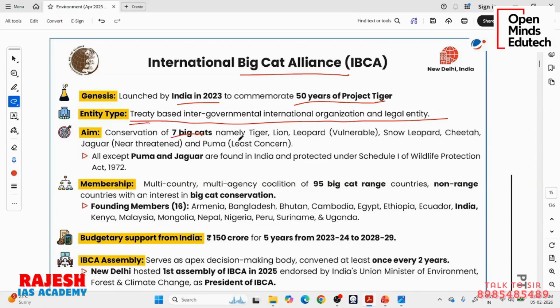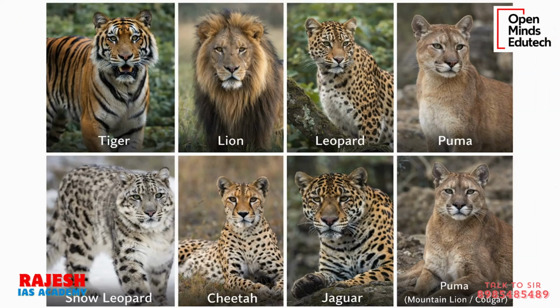Conservation of 7 big cats. What are the 7 big cats? Tiger, lion, leopard, snow leopard, cheetah, jaguar, and puma. These are the 7 big cats. Let me show you. You can see here, okay, the puma is repeated twice. So tiger, lion, leopard, snow leopard, cheetah, jaguar, puma. The puma is also called mountain lion or cougar. So all of these are big cats. These are various types of big cats generally seen across the world.